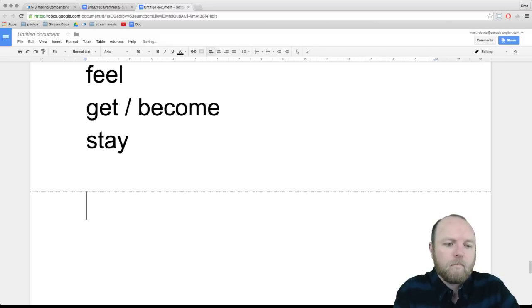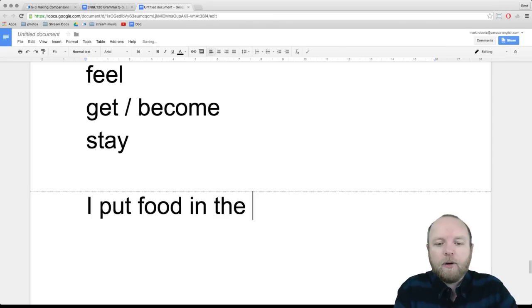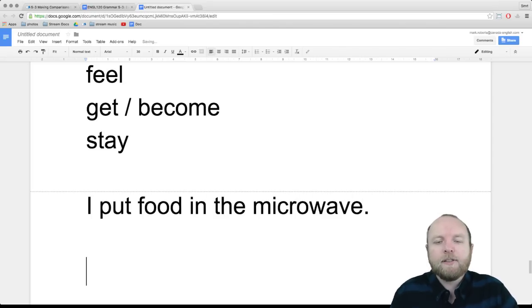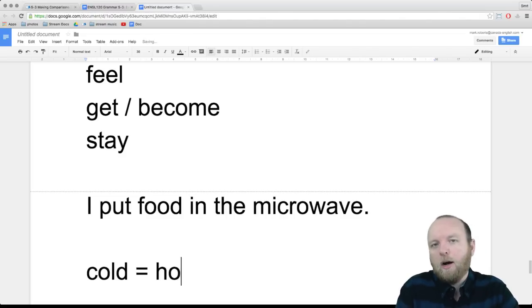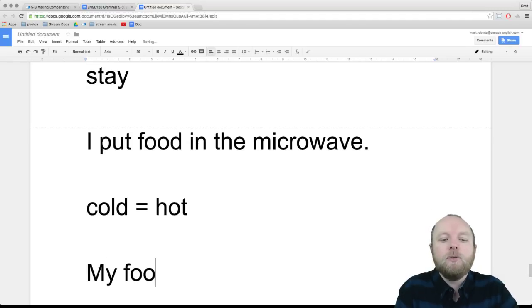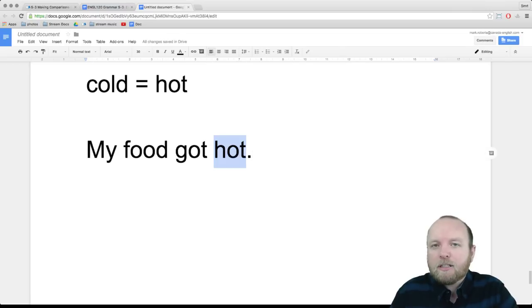I put food in the microwave. Okay, so what happens if you put food in the microwave, right? Well, it goes cold to hot, right? So my food got hot. Okay, I can use an adjective after this verb. Why? Because this verb is a linking verb.